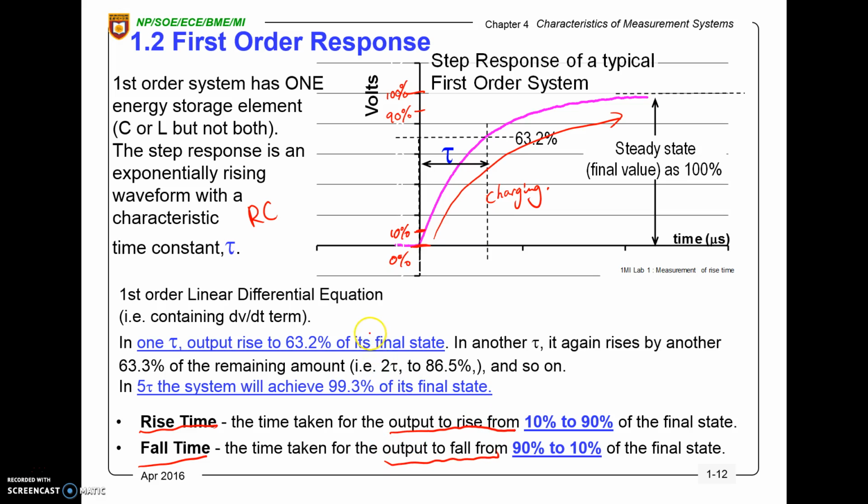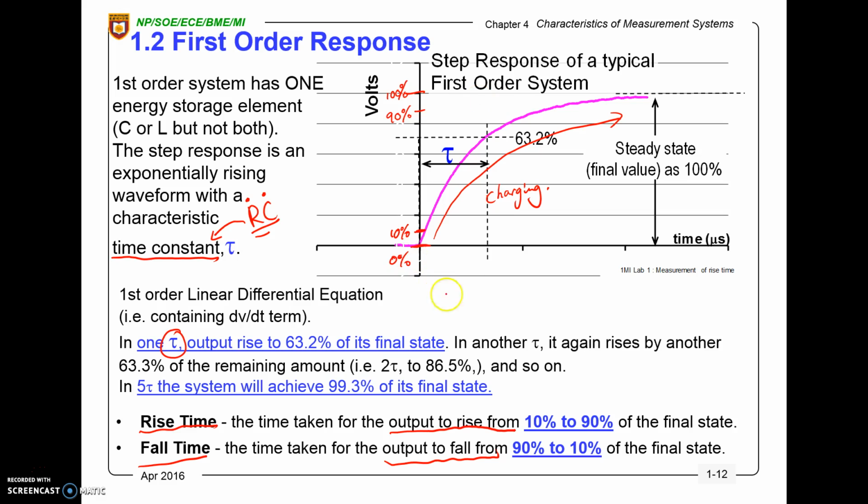Another thing that we have to talk about is tau. Tau is otherwise known as the time constant. In a simple RC circuit, you can calculate tau by taking the value of the resistor and multiplying it by the value of your capacitor, and that will give you the time constant.